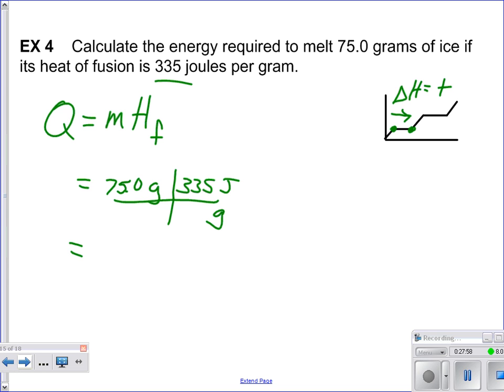I look and I see 3 sig figs. So I am going to round that to 25100 joules, and it is a positive value because it's endothermic. It's absorbing heat energy. Okay, a couple more.